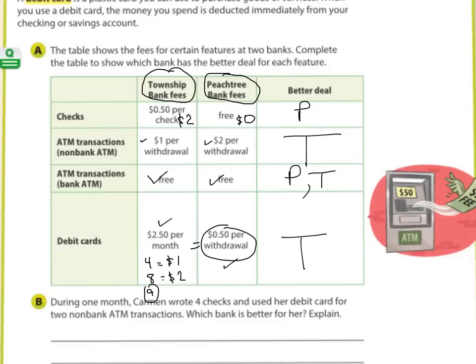Okay, non-bank. So if she used it here, that would be $2. And here that would be $4. 4 checks, and used her debit card for 2 non-bank transactions. Which one is better for her? Well, here she would spend $4, and here she would spend $4. So which one do you think would be best for her?